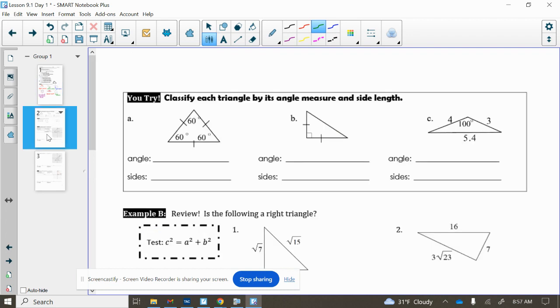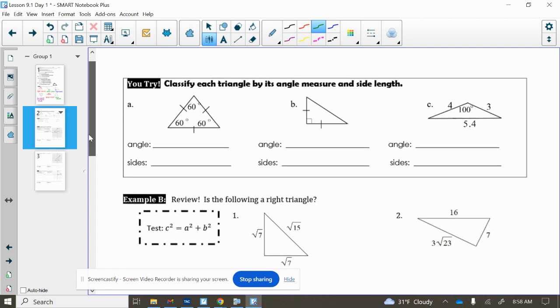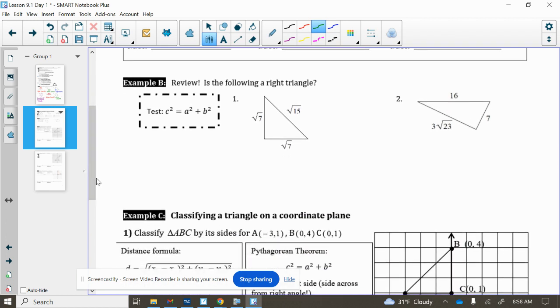All right, we have some for you to try on the back. For part A, you are classifying by the angles and sides. For B, what it is based on the angles, what it is based on the sides. And part C, what it is based on the angles and sides. Now part B is actually a review of what we did at the end of last unit. We are testing, is the following a right triangle? So essentially we are testing whether c squared equals a squared plus b squared.